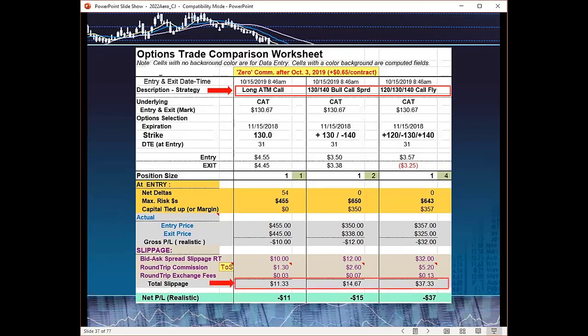And with each of them, we measured the slippage, and it's no surprise to find out that the greatest slippage was with the butterfly, and the least slippage was with the long calls. And it's pretty simple to understand why. The more legs or more contracts total, the more slippage.